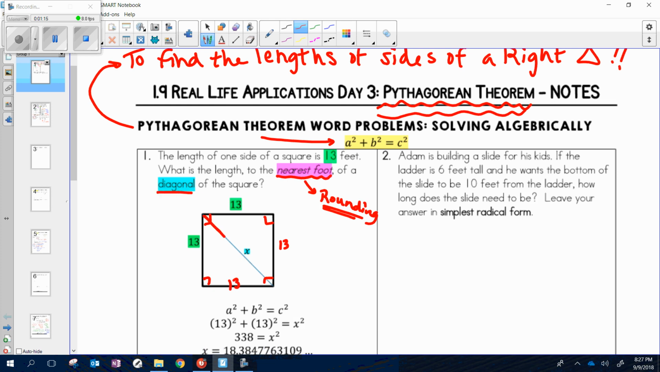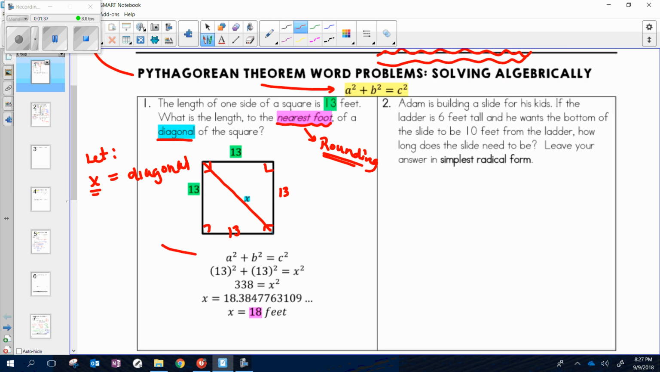So they drew in this diagonal, and they labeled it x. All right, so x is our unknown. You could say x is the diagonal. And if you remember from let statements you've been working on, you could say let x equal the diagonal. Anyways, they set up this little equation using the Pythagorean theorem.